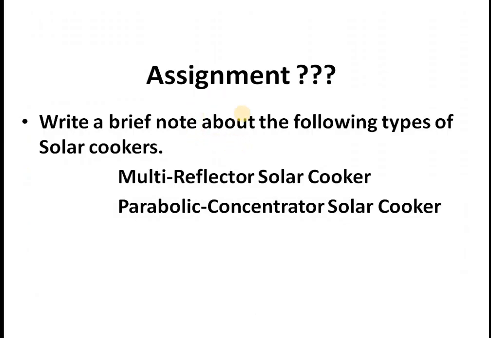And now it's the turn for the assignment. Write a brief note about the following types of solar cookers. You need to write a brief note only. Multi-reflector solar cooker and parabolic concentrator solar cooker. You can also include a small rough figure along with your description. So I hope things are clear. Thank you all of you.